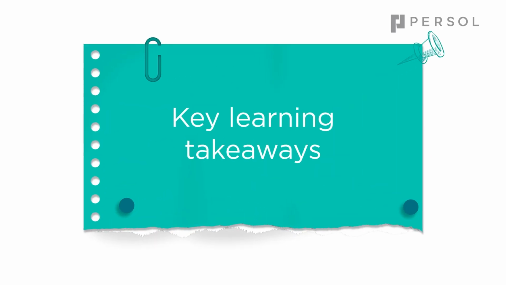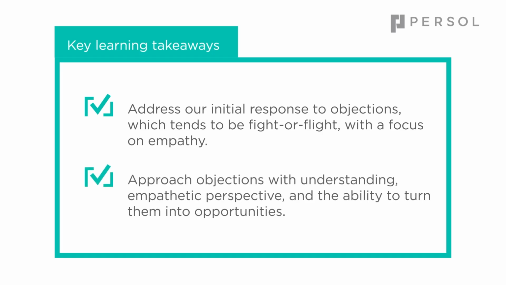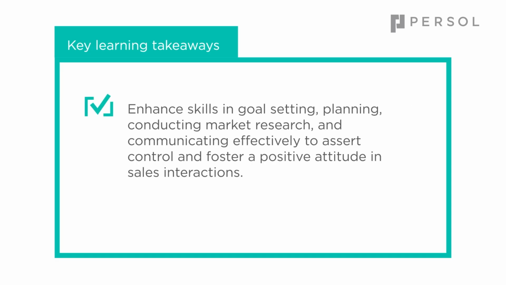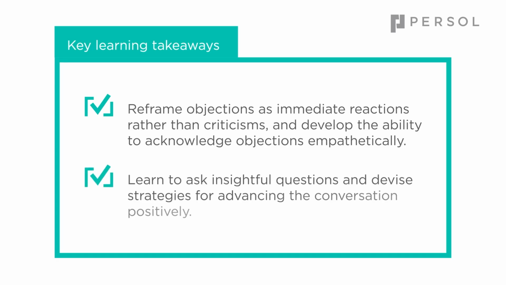Key learning takeaways. Address our initial response to objections, which tends to be fight or flight, with a focus on empathy. Approach objections with understanding, empathetic perspectives, and the ability to turn them into opportunities. Overcome common challenges encountered in recruitment sales, including inadequate research, disorganization, fear of rejection, and challenging market conditions. Enhance skills in goal setting, planning, conducting market research, and communicating effectively to assert control and foster a positive attitude in sales interactions. Reframe objections as immediate reactions rather than criticisms, and develop the ability to acknowledge objections empathetically. Learn to ask insightful questions and devise strategies for advancing the conversation positively.